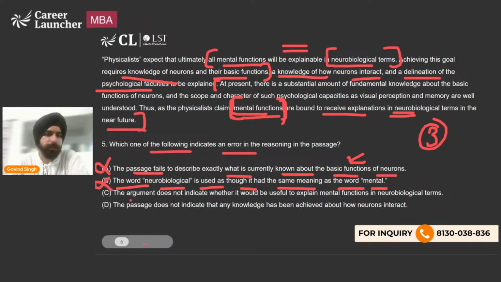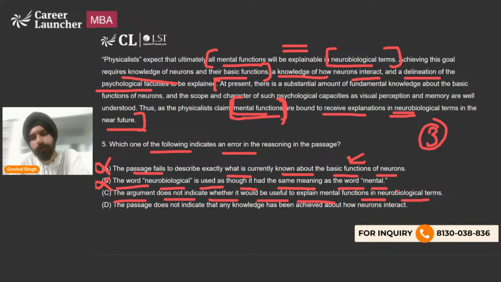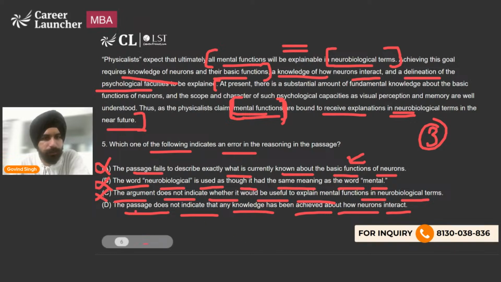C says the argument does not indicate whether it would be useful to explain mental functions in neurobiological terms. Why do we need an explanation of how and why it would be useful? That is irrelevant to our argument. D says the passage does not indicate that any knowledge has been achieved about neurons, how neurons interact. Yes, absolutely. This is a basic error, the very major, very striking error in the reasoning.